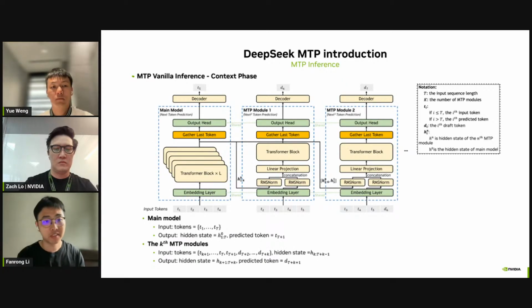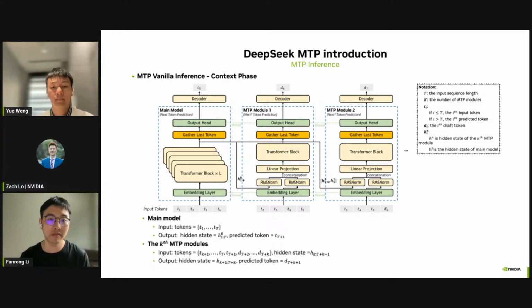So let's take a look at the details of MTP vanilla. In the context phase, we input our prompt to the main model, and we will predict a new output token. Here we call it T5, token 5. In this example, the prompt tokens are from token 1 to token 4, and we will predict token 5.